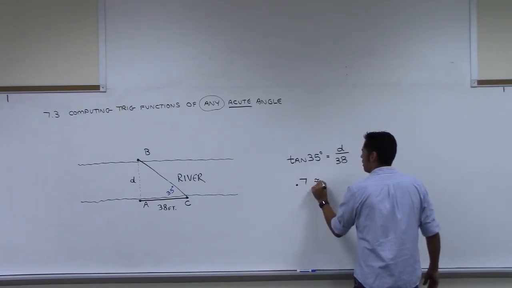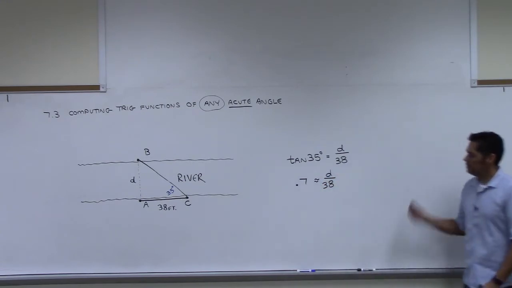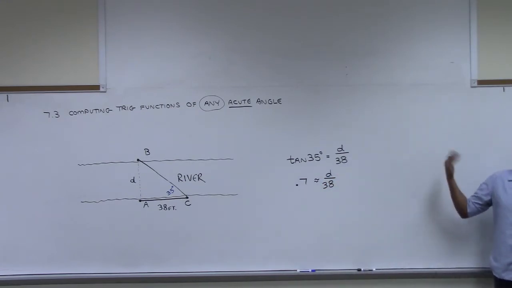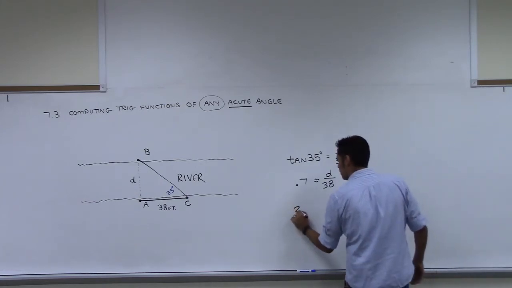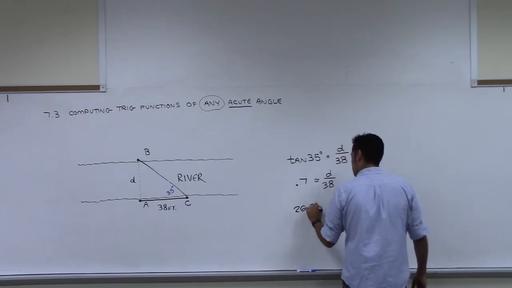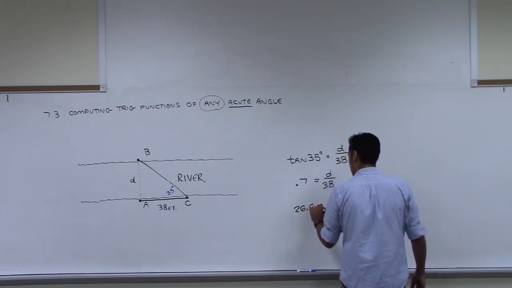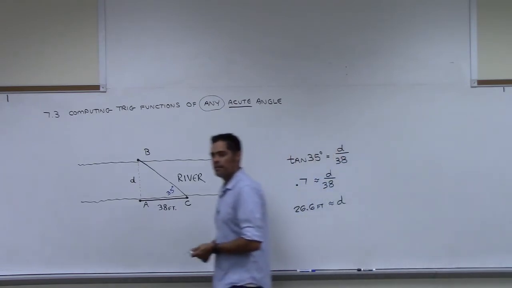So tangent of 35 is approximately D over 38. Now just solve for D. Multiply both sides by 38, and you get 26.6. So your tape measure just couldn't quite make it across. 26.6 feet is approximately the distance across.